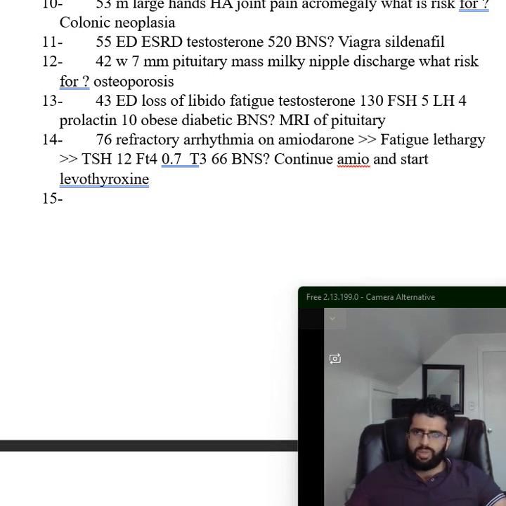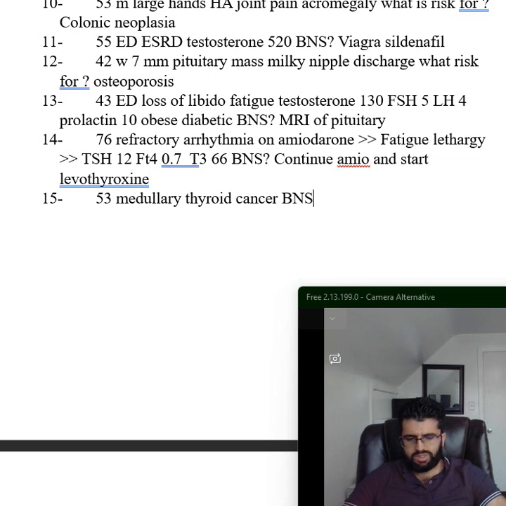Now you have a patient who's 53, came in, has medullary thyroid cancer. What's the best next step? This one you want to check RET gene mutation. Why? Because there could be a risk of multiple endocrine neoplasia. And that brings us to the discussion of multiple endocrine neoplasia. It's very easy to remember.